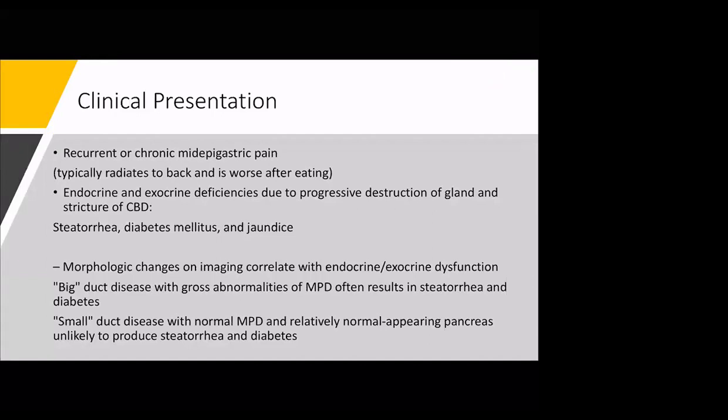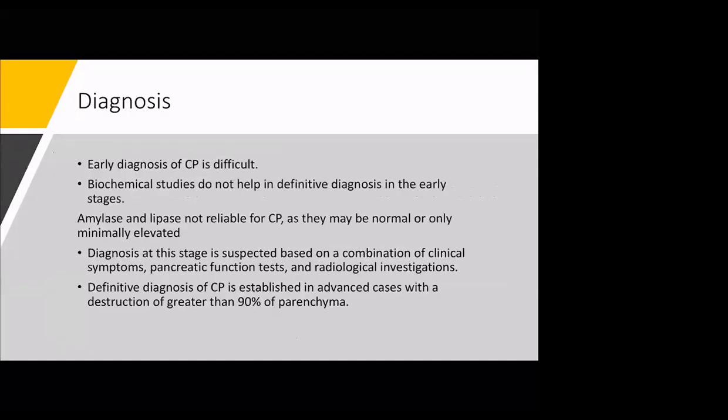يعني من خلال المورفولوجيكال change ممكن نعرف هل انه صار loss بالاندوكراين او exocrine function. من خلال إذا لقينا big duct disease with the gross abnormalities of the main pancreatic duct often result in steatorrhea and diabetes, while small duct disease with normal main pancreatic duct and relatively normal appearance of the pancreas are less likely to produce steatorrhea and diabetes. Early diagnosis of chronic pancreatitis is difficult.